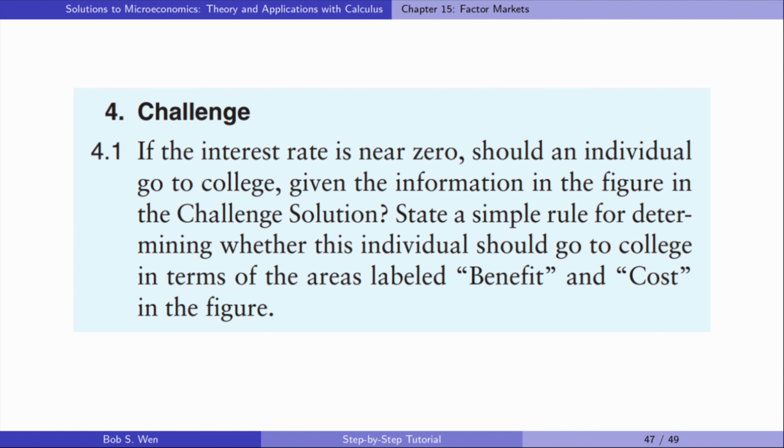Next, let's address the challenge part of the chapter. Here's exercise 4.1. If the interest rate is near 0, should an individual go to college given the information in the figure in the challenge solution? State a simple rule for determining whether this individual should go to college in terms of the areas labeled benefit and cost in the figure.